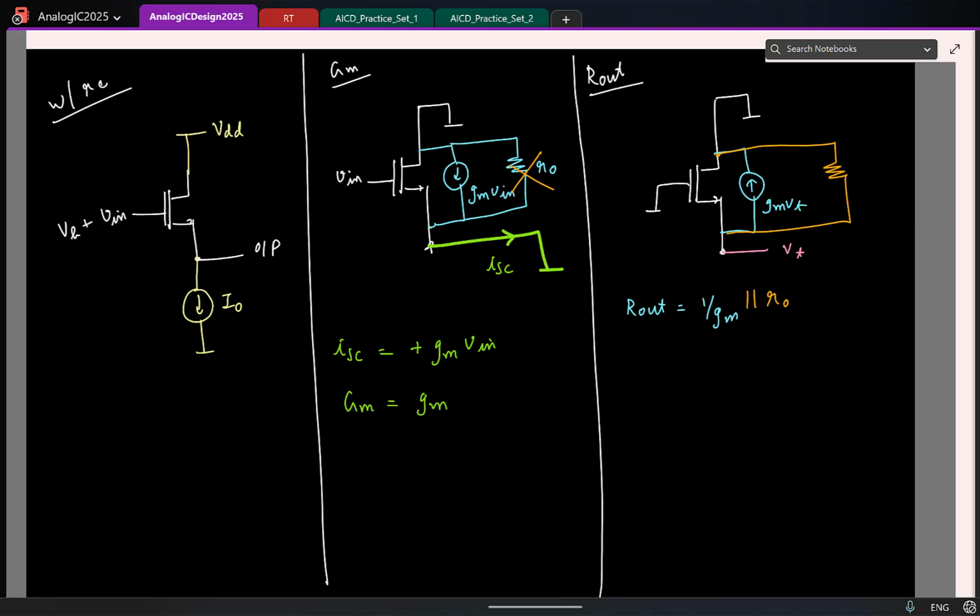I think that's about it. So the gain is basically short circuit GM times R out. So this is GM times 1 by GM parallel R0. And if you simplify it, you might get something like this: GM R0 by 1 plus GM R0.